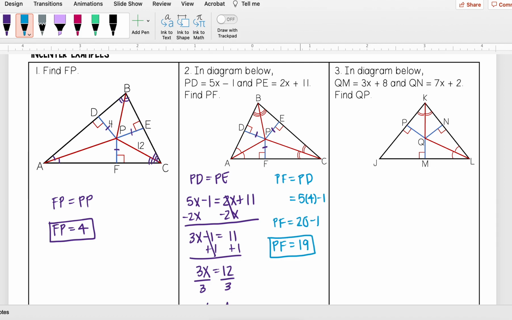And you can check your work by plugging 4 into the other. So if I plug in 4 into here, I get 2 times 4, which is 8. 8 plus 11, which is also 19. And so that's a way that you can check your work.